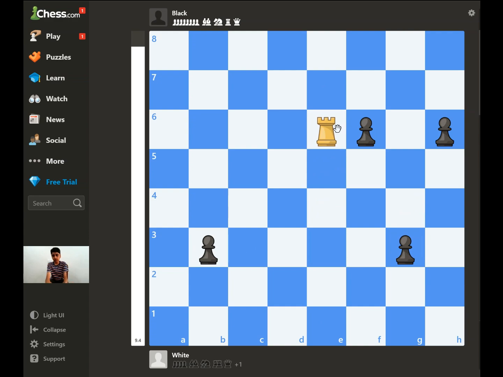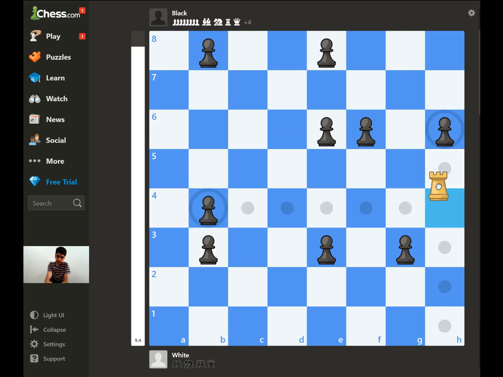And let's say we put the pawn here. Let's go back again. If you capture this and then this, we are stuck again. So we will take this pawn. Of course, we'll do.